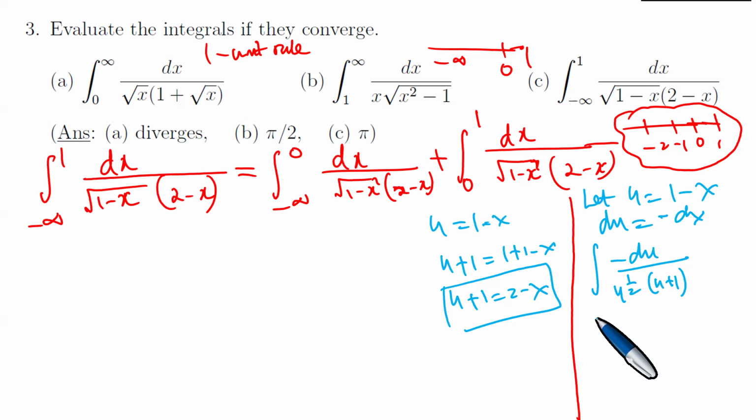So this integral here is, let us check this integral, please, and then we shall continue. It is 1 over the square root of 1 minus x, and then you have 2 minus x.